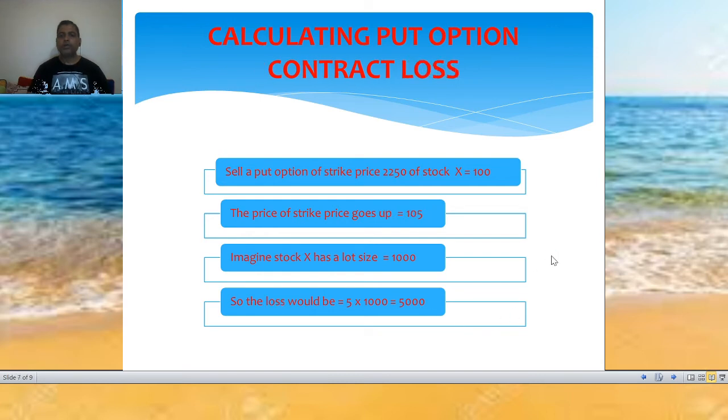Now let us see the loss scenario. So if the trader sells a put option of strike price 2250 of stock X at a premium of 100, and if this premium goes to 105, and if this stock X has a lot size of 1000, in this case his loss would be 5 into 1000, that is 5000.